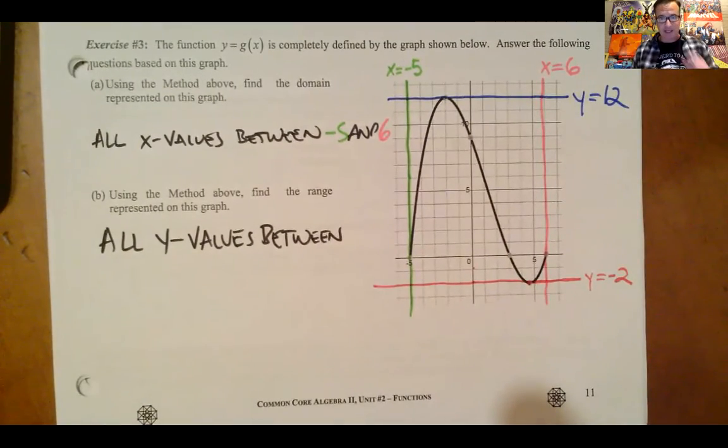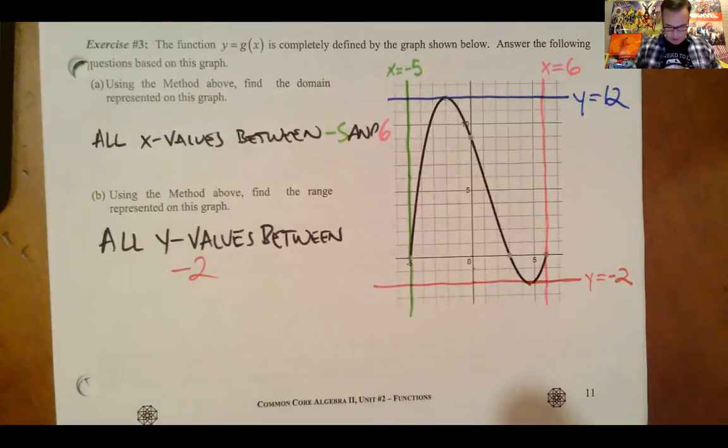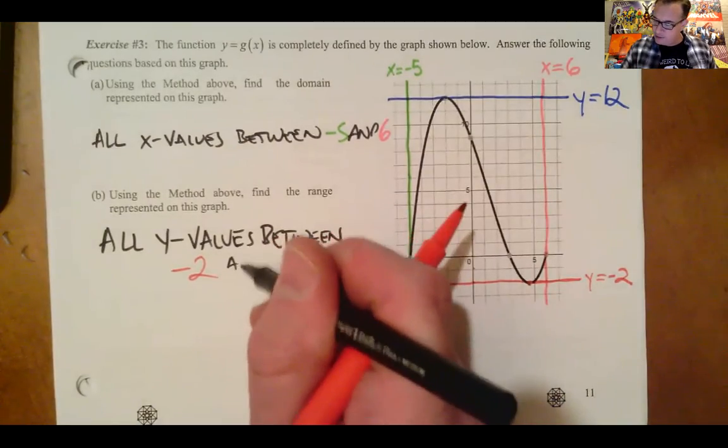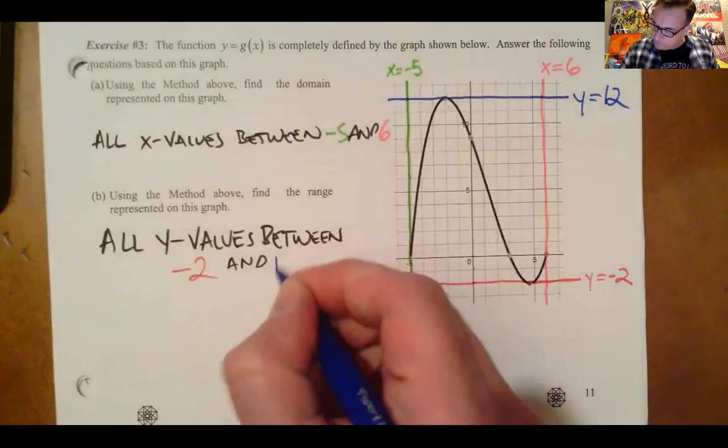So if I'm looking at this, this is all the y values between, and then you just have to say the range, or say the range between them. Between -2, so that's the bottom one, and the top value, which we just found out happened to be 12.